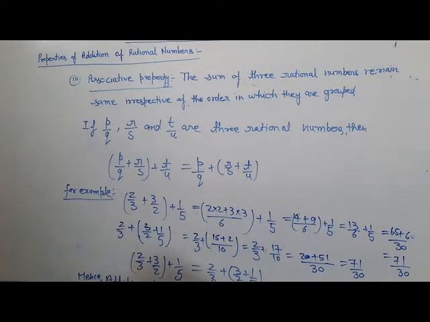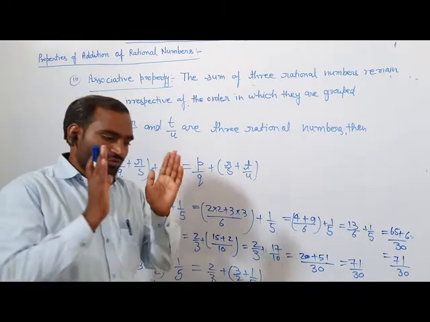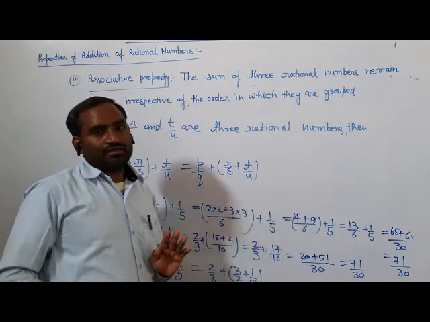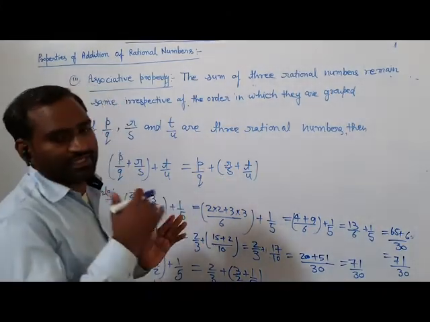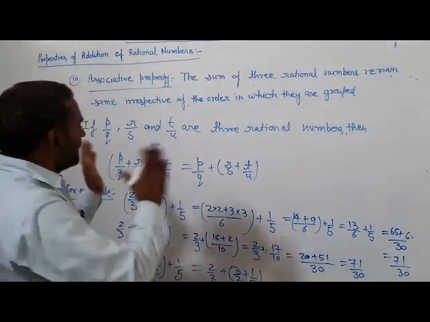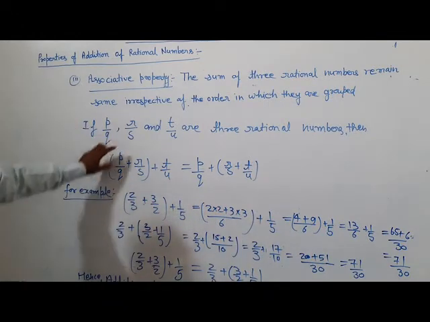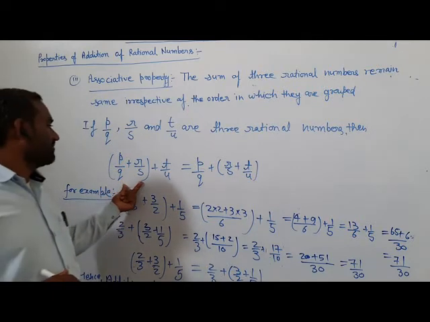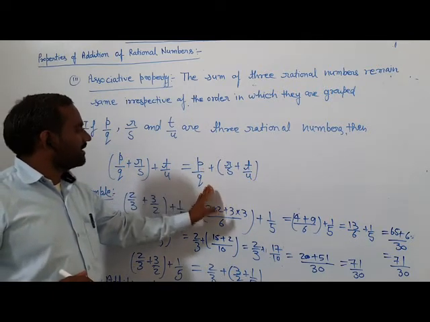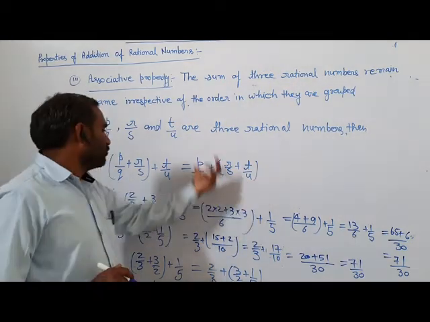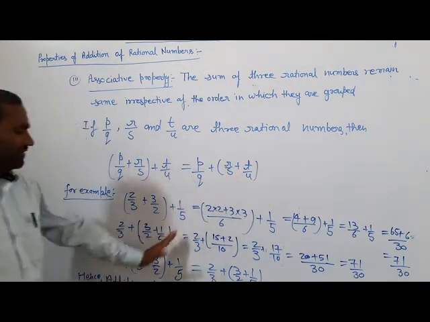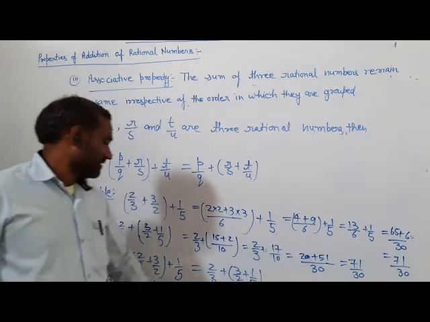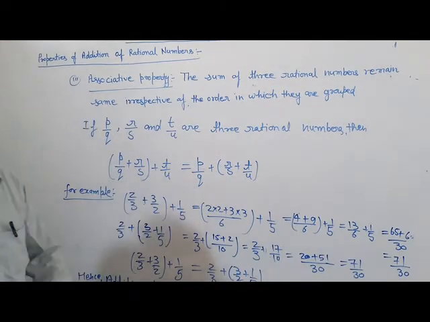It means that if any three rational numbers are given, you can group any two rational numbers and add the third rational number. Either group the first and second rational numbers, or group the second and third, but the answer remains the same. Here we make the group of the first two rational numbers and add the sum to the third. Here it is the first rational number and the group of the second and third. In both conditions, both are equal. Here we have proved how it is associative. Clear?